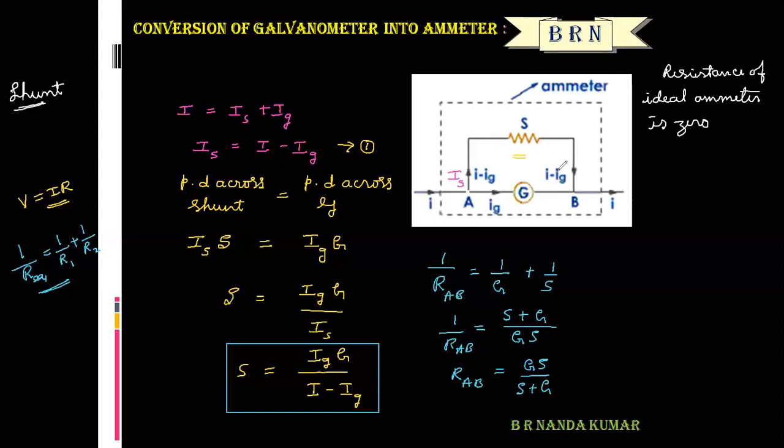So how do you connect an ammeter in a circuit? That is very important. An ammeter is always connected in series with the circuit. If it is connected in parallel, it will draw the maximum amount of current and the needle of the ammeter will get damaged. That is why an ammeter is always connected in series with a circuit. Okay, so this is about the conversion of a galvanometer into an ammeter.